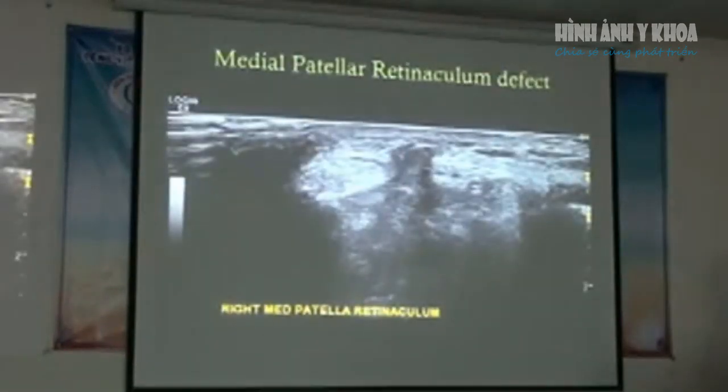This was another patient who presented once again with a focal lump and pain on the medial patellar retinaculum.